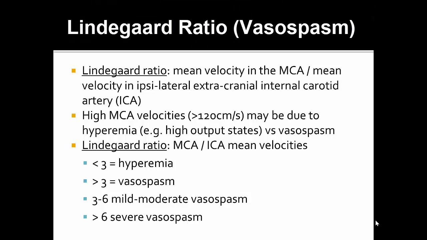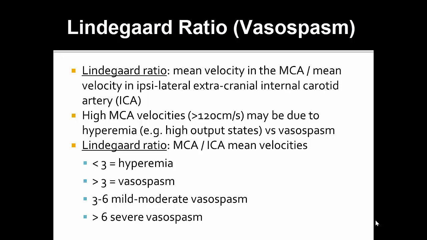So vasospasm can be diagnosed with absolute values in MCA velocities, but what would happen if there was a high output state or a low output state that would influence these values? For example, if the patient has concomitant circulatory failure requiring high dose vasopressors or inotropes, would that theoretically decrease the amount of cerebral blood flow? Opposite to this, if the patient had a high output state, such as hyperemia from high cardiac output, would that falsely elevate the MCA velocities?